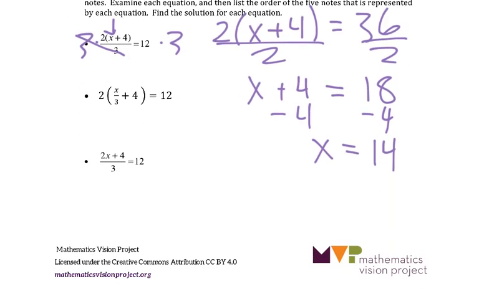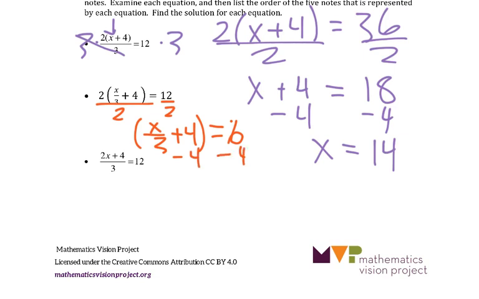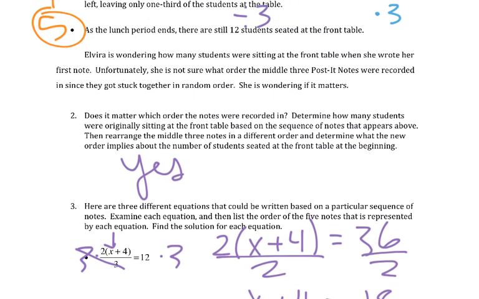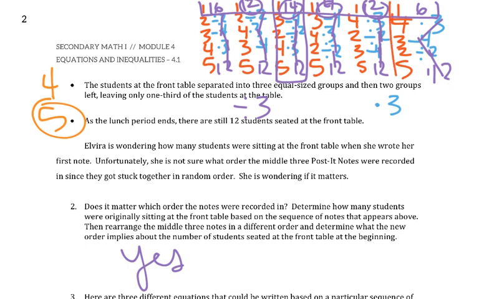But if I look at the next one, same steps, just in different order. Here I first divide by 2, and that gets me x divided by 3 plus 4 equals 6. Then I subtract 4, so I get x over 3 equals 2, times by 3, and I get x equals 6. Okay, definitely different answers. Okay, that was definitely this last group right here.